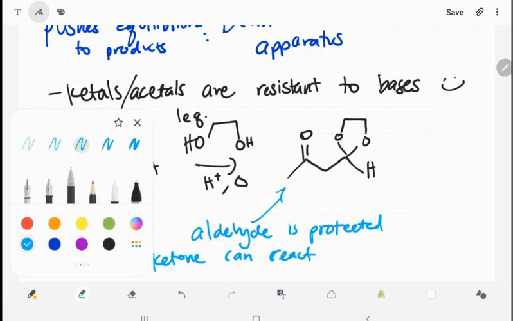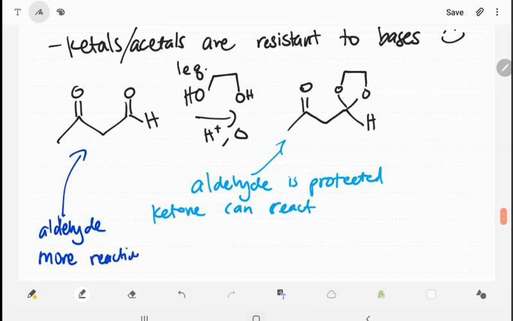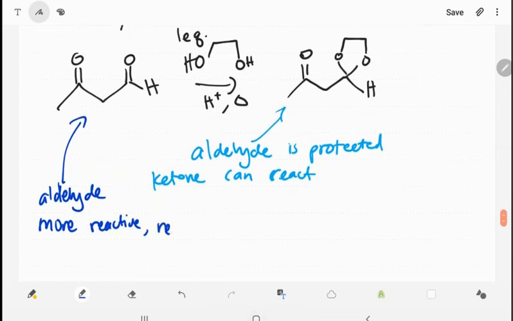Otherwise, if you don't protect it, the aldehyde is more reactive, and it will react first. So, depending on what you want to do. Yeah, go ahead.